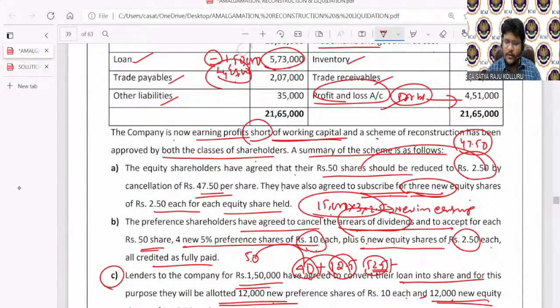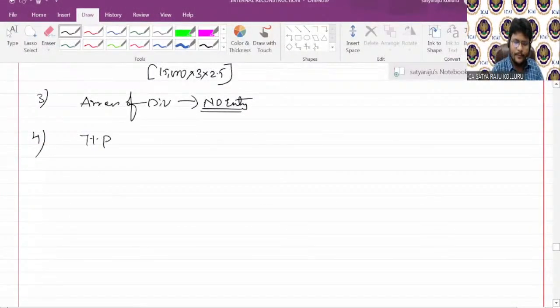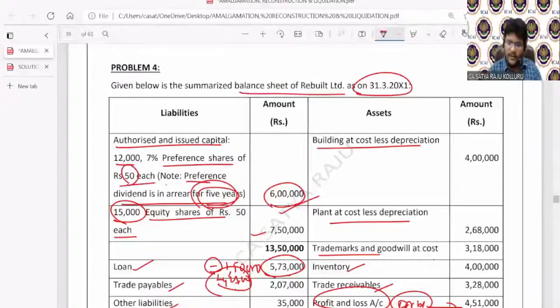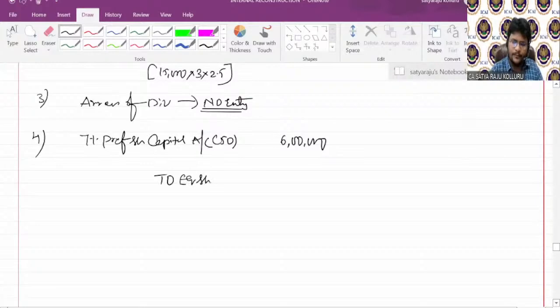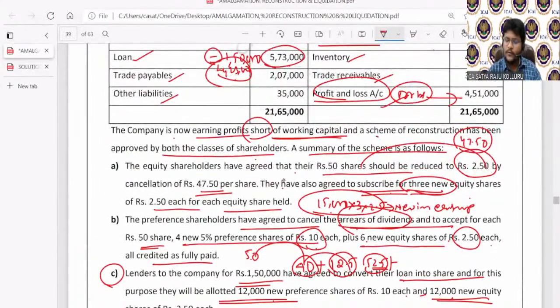Next, for the preference shareholders, they're accepting 4 new 5% preference shares of 10 each plus 6 new equity shares of 2.50 each. So the existing preference share capital, if you observe, which is 7% preference share capital. 7% preference share capital account debit. So face value, how much existing? 50 rupees each. Amount how much? 6 lakhs. Now you are issuing equity shares. That is equity share capital. How many equity shares are you going to issue? 6 new equity shares at the rate of 2.50 each.